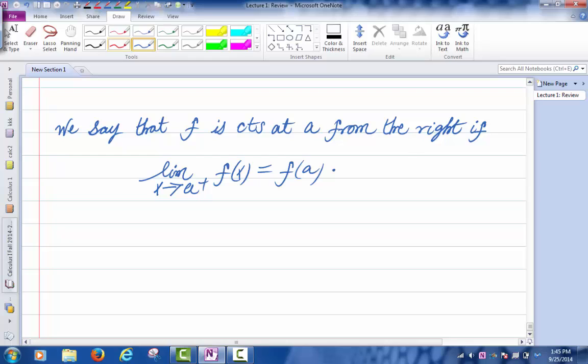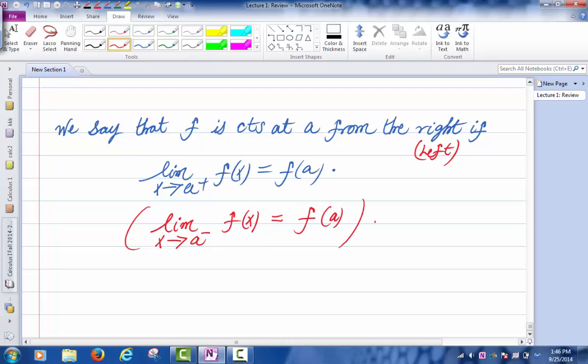And if I want to say it's from the left here, right? So if I say it's continuous at a from the left, then I would be replacing this by what? The limit as x going to a from the left of f of x is equal to f of a. Is everybody okay with that?